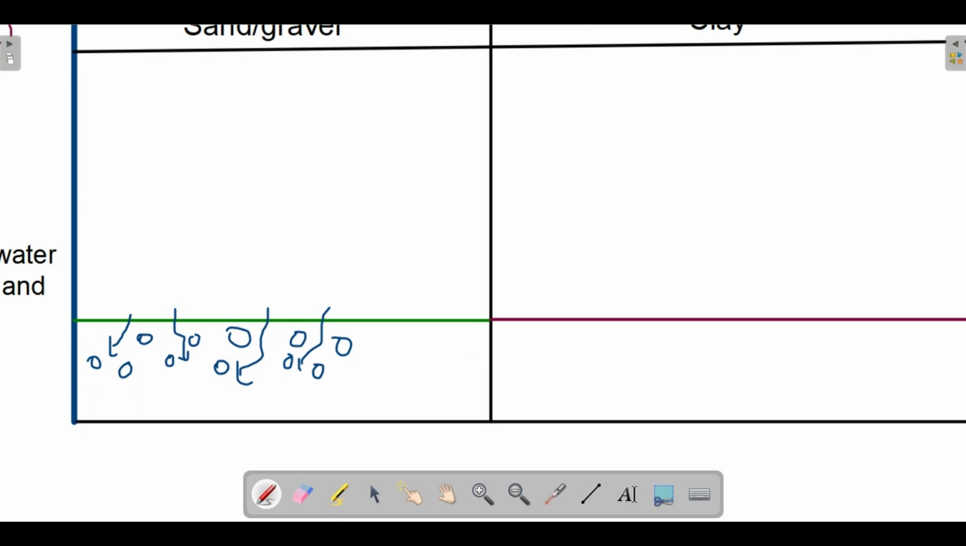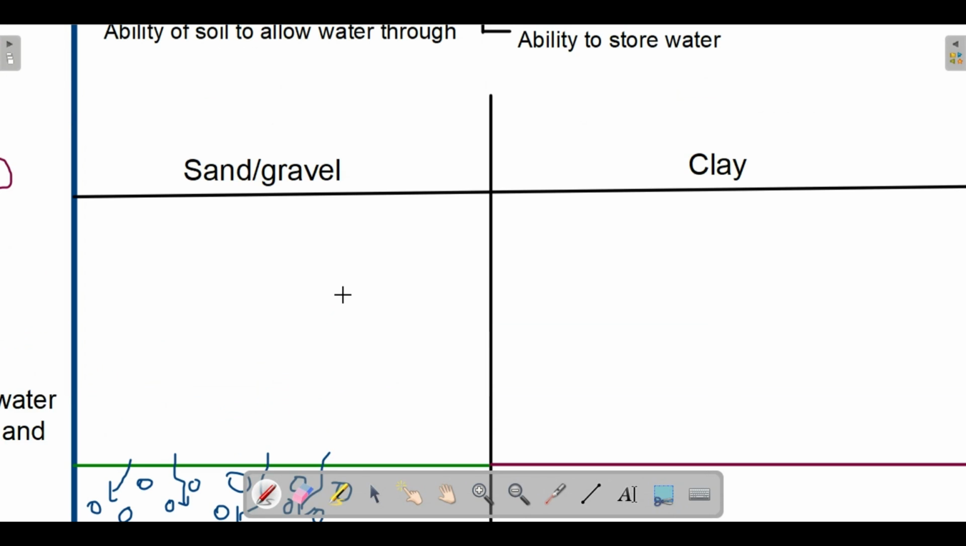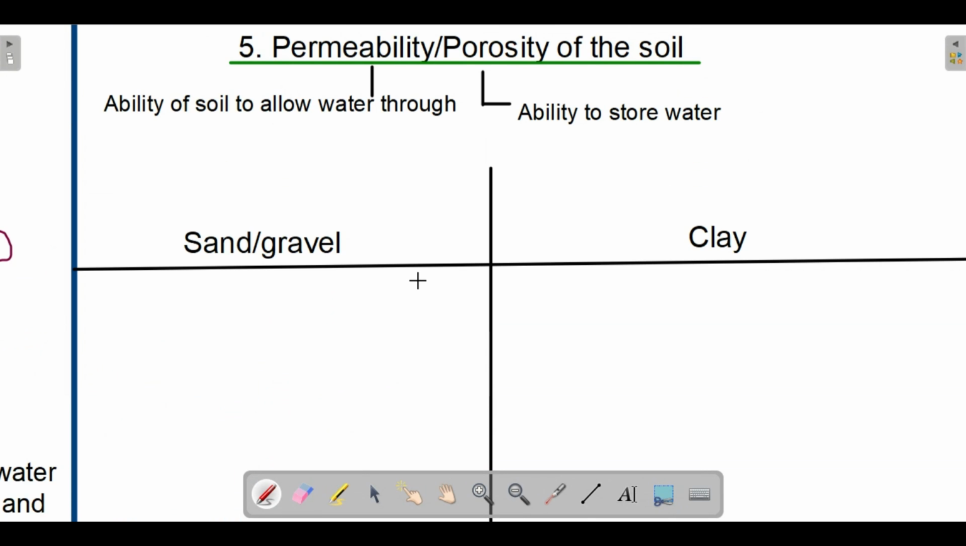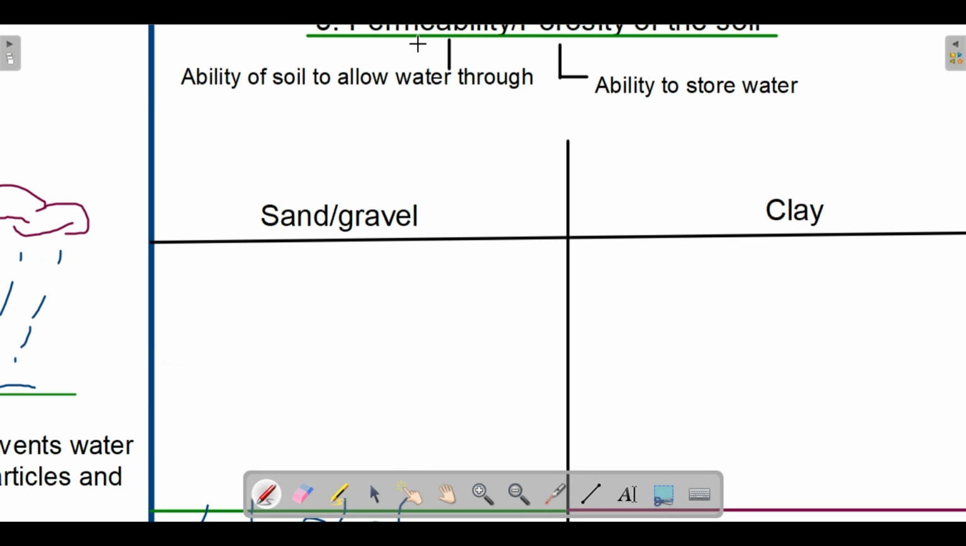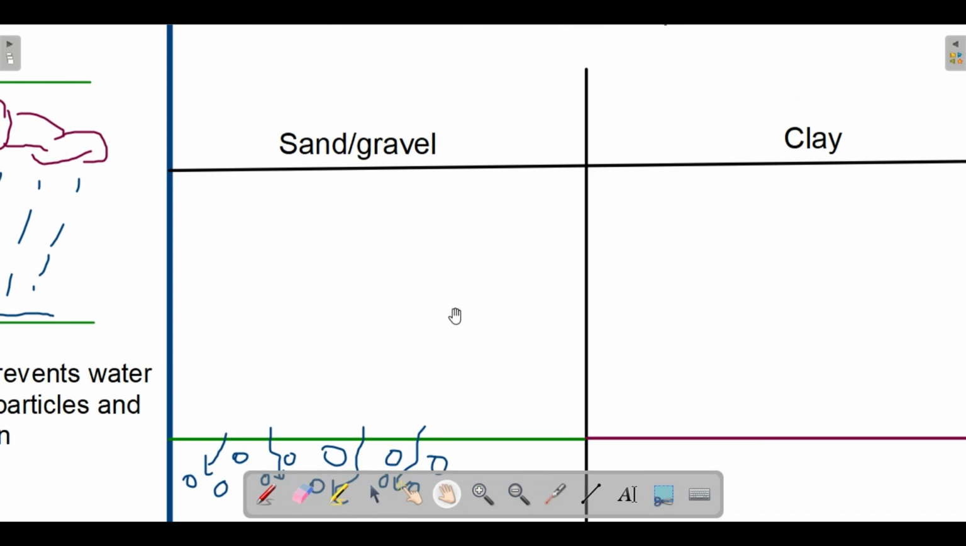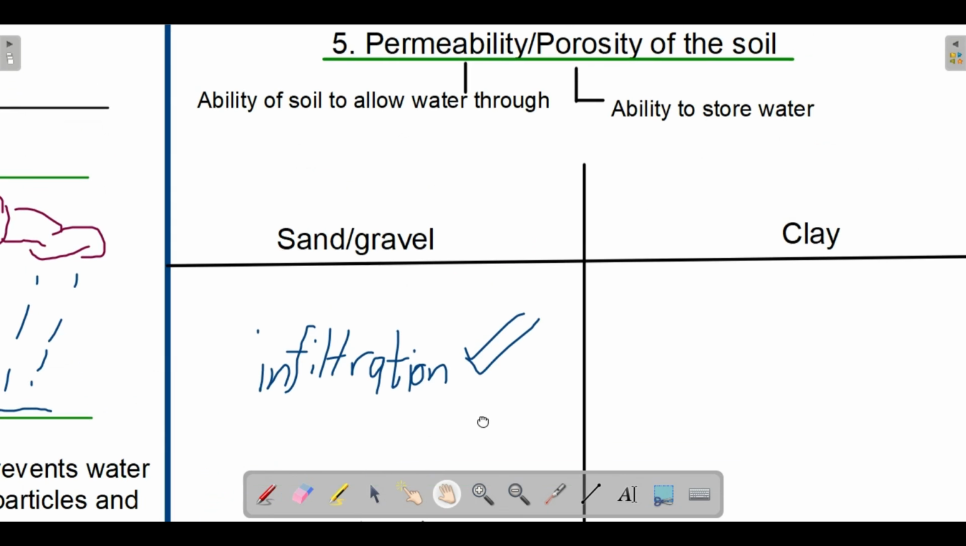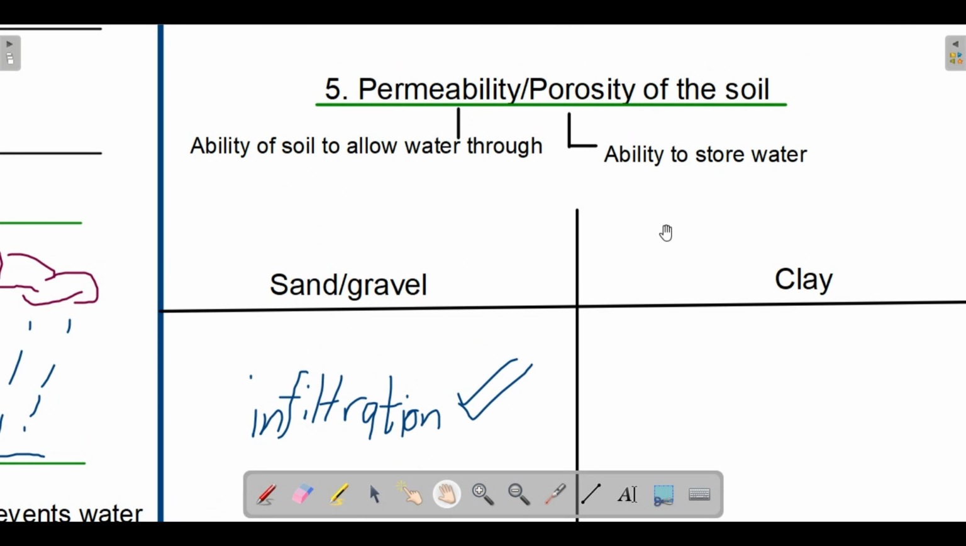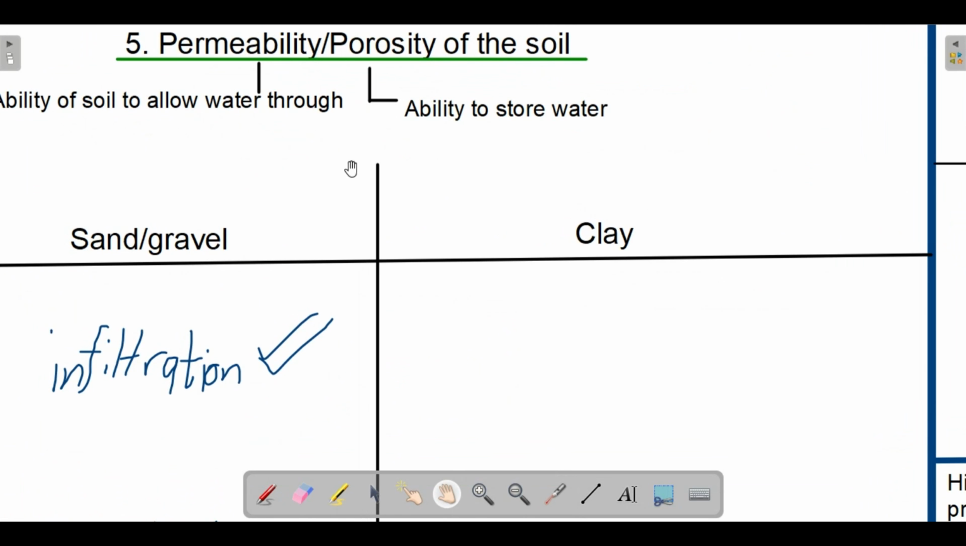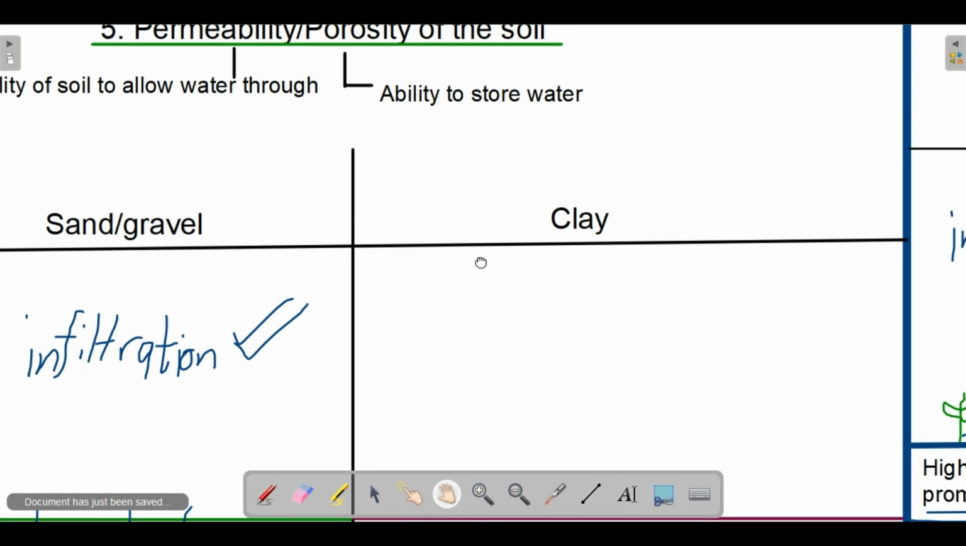That makes sand or gravel a permeable soil. And if it's going to allow water through, then that means that water is going to infiltrate. Therefore, infiltration is promoted whenever you have a permeable or porous soil. We see the promotion of infiltration. Compare that if you have clay. Clay has low permeability, and it has low porosity as well.